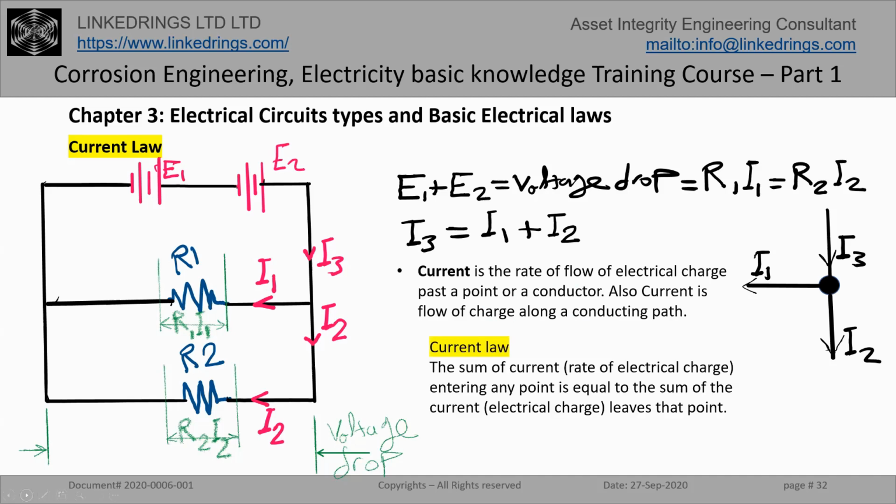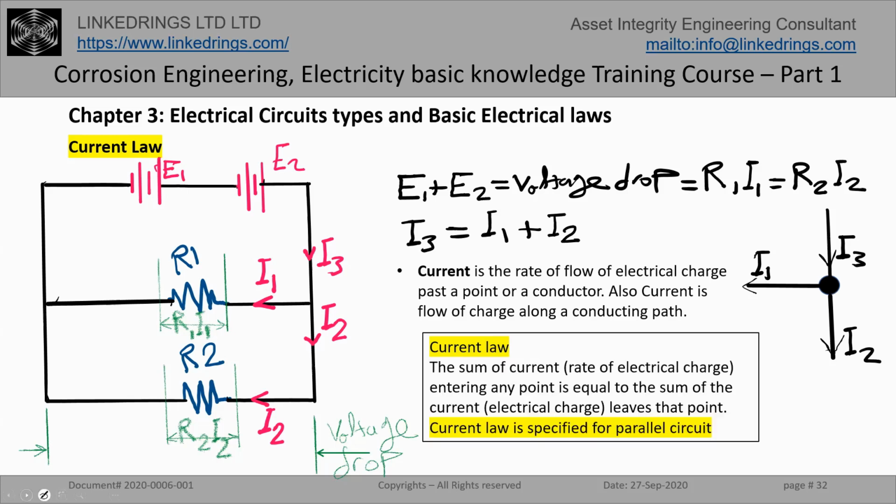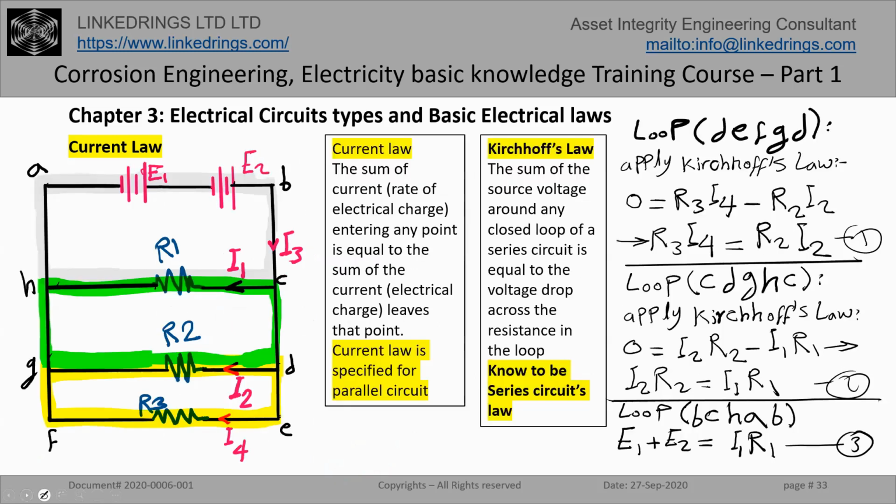So the current law says the sum of the currents, which is the rate of electrical charge entering any point, is equal to the sum of the currents leaving that point. This is called the current law, and it is specified for a parallel circuit. Sometimes we call it the current law, sometimes the parallel circuit law. Anyway, it's specified for a parallel circuit.